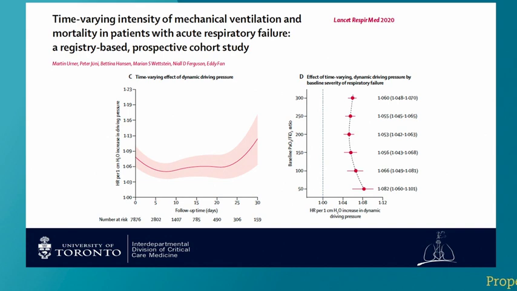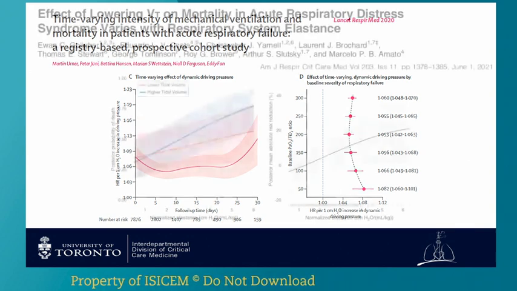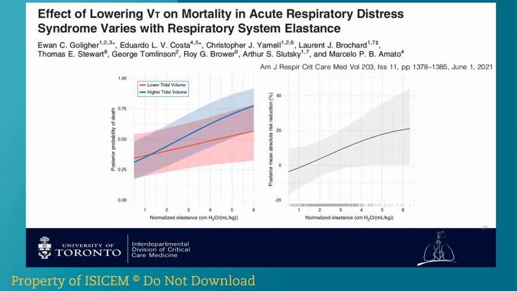My colleague Martin Erner has also extended this using dynamic driving pressure and showing harm on every day of mechanical ventilation out to day 8 with higher driving pressures, that's accentuated at lower PF ratios. And why is this important?